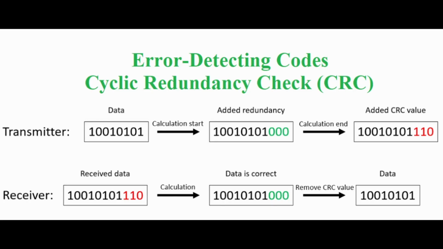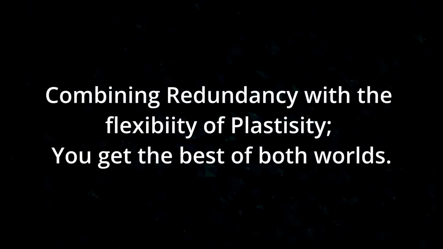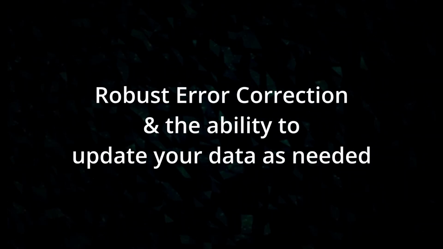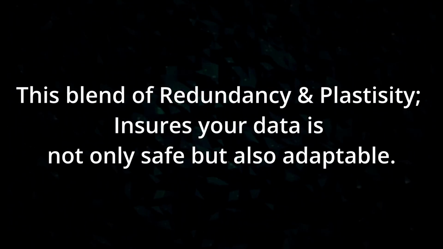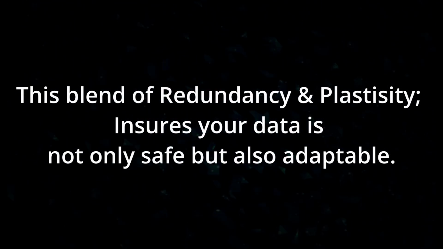Traditional DVDs rely on code redundancy to protect data. This includes error correction codes that help reconstruct data if part of the disk gets damaged. But DVD RAM goes a huge leap further, combining redundancy with the flexibility of plasticity. You get the best of both worlds: robust error correction and the ability to update your data as needed. This blend of redundancy and plasticity ensures your data is not only safe, but also adaptable.